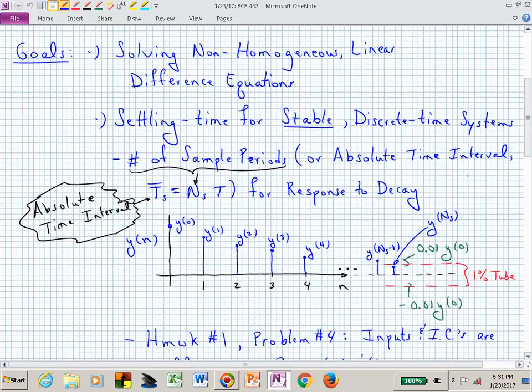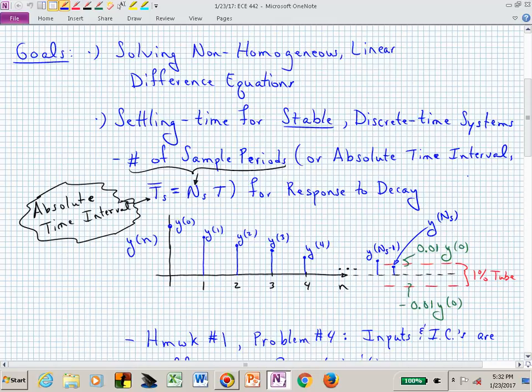Goals for today. We want to pick up where we left off last time. We talked about solving homogeneous linear difference equations. Today we will talk about non-homogeneous linear difference equations that have forcing functions applied to them. We will talk about settling time, and that only really makes sense when we have a stable system.